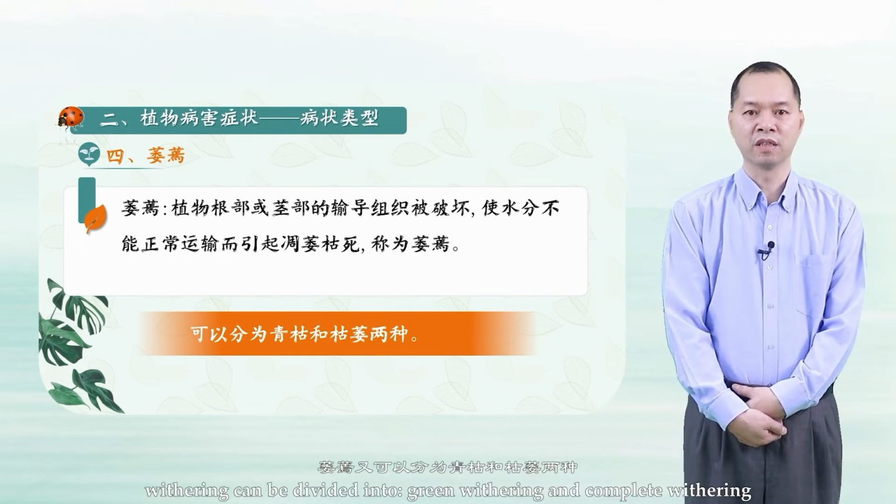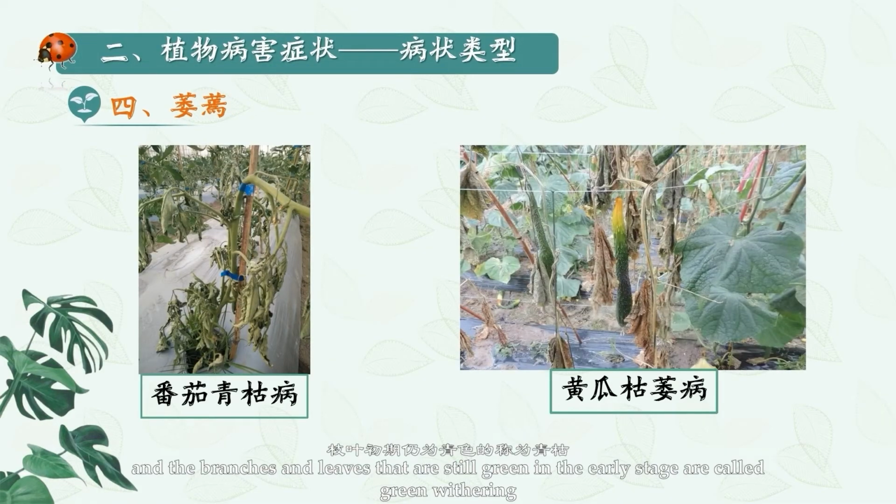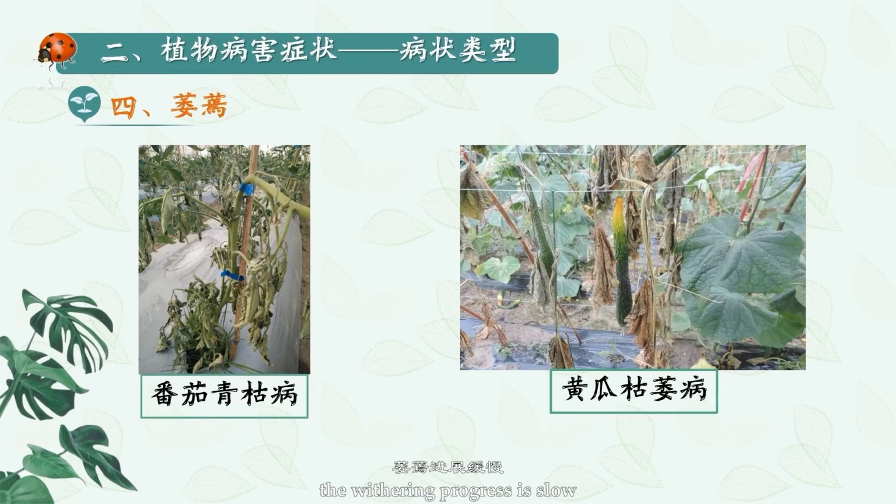Wilting can be divided into green wilting and complete wilting. When wilting is rapid, and the branches and leaves are still green in the early stage, it is called green wilting. When the wilting progress is slow, the branches and leaves gradually wither.